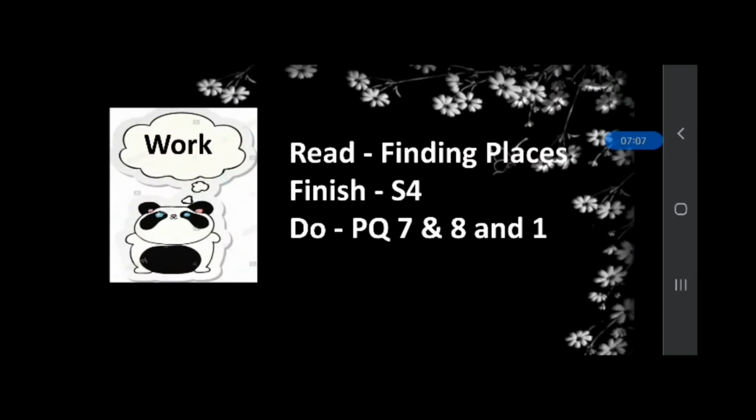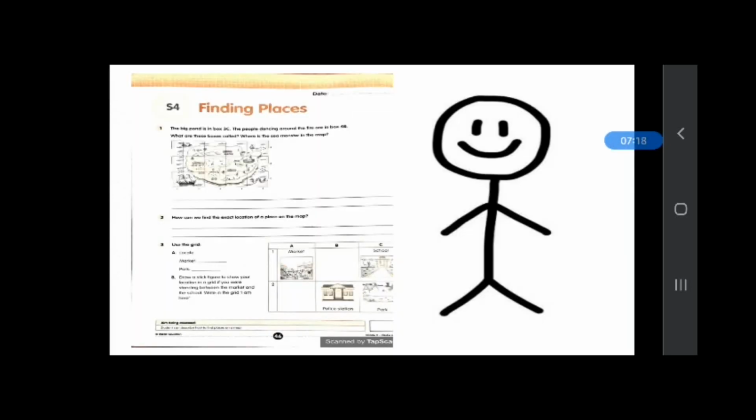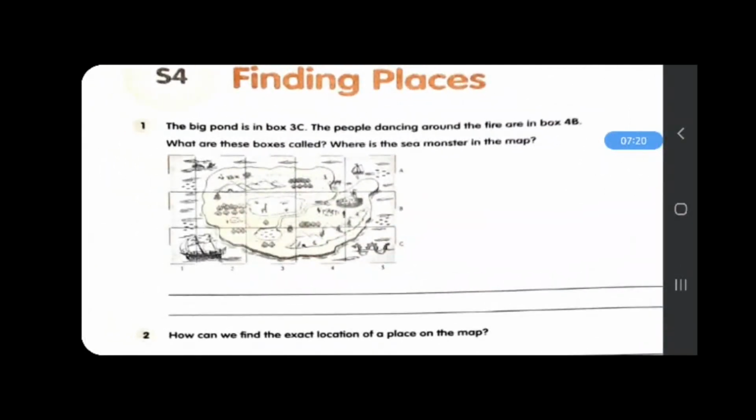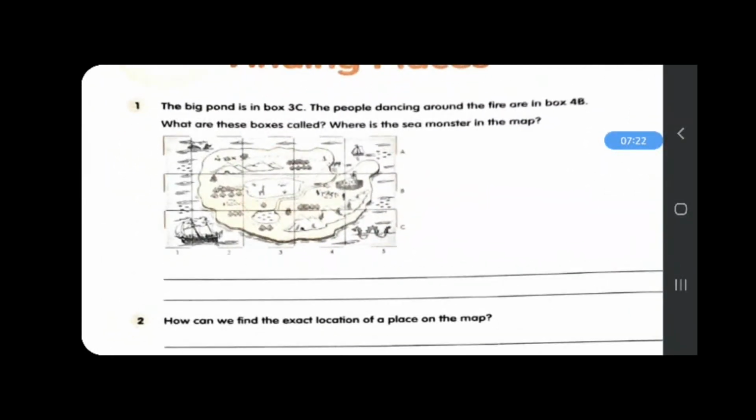And after watching the video, this is your work. Read Finding Places, finish your S4 and do PQ 7, 8 and 1. And this is your S4. The big pond is in box 3C. The people dancing around the fire are in box 4B.